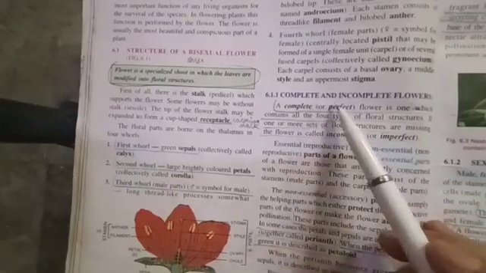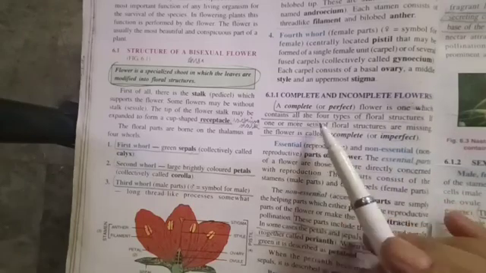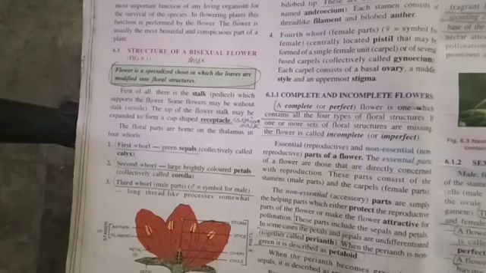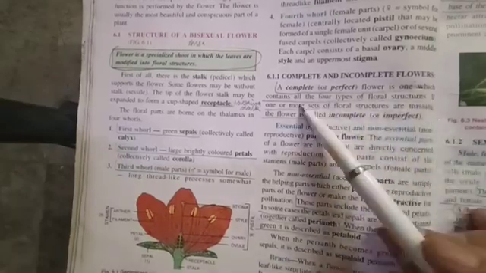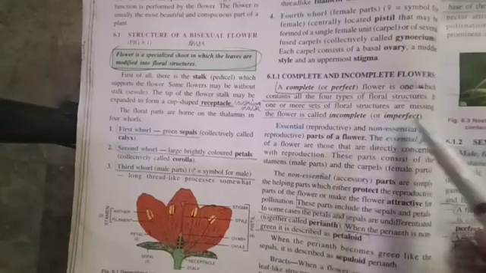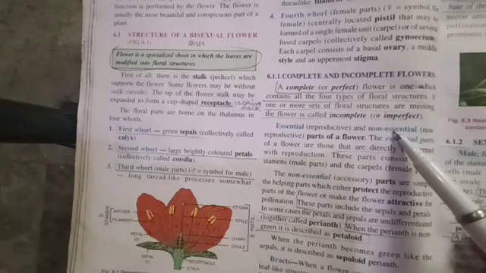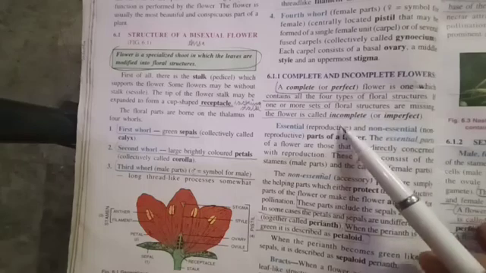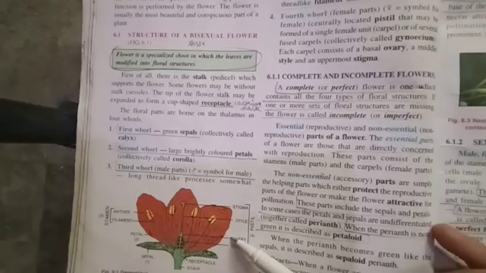Now the complete and the incomplete flower. In which flower are all four rows present? If they are completely present in one single flower, it is known as a complete or perfect flower. A complete or perfect flower is one which contains all four types of floral structures. If one or more sets of floral structures are missing, the flower is called imperfect or incomplete. Clear? The definition of complete and incomplete flower is very easy to learn, because where the four rows are completely present in one single flower, it is known as a complete or perfect flower.